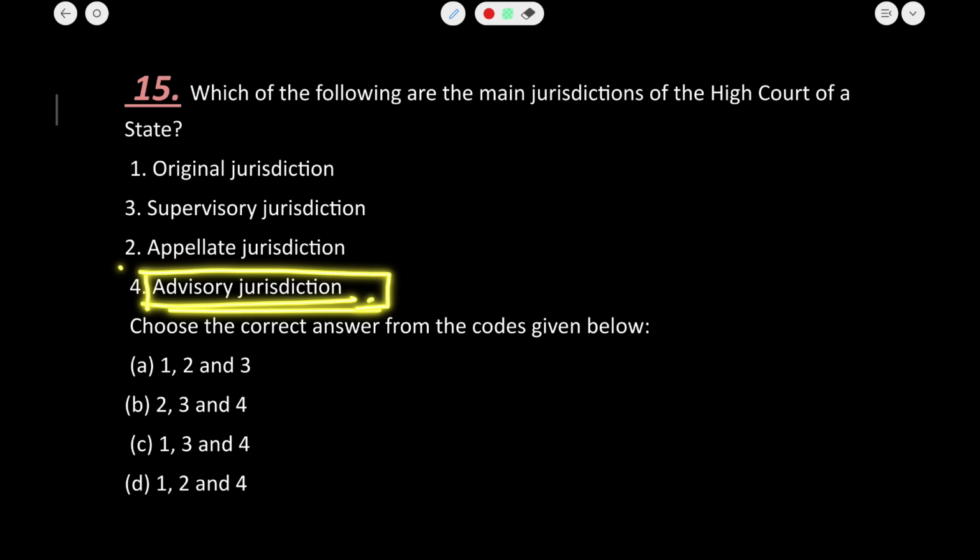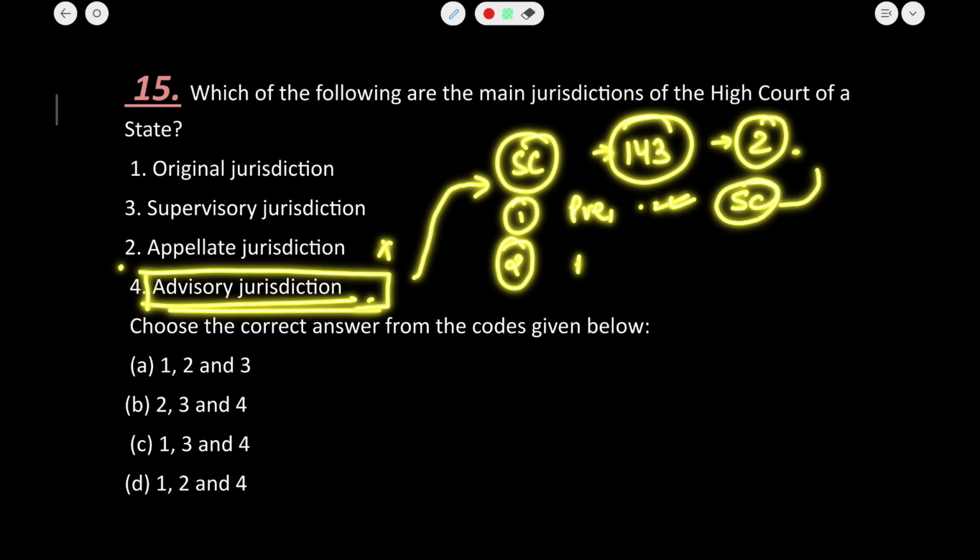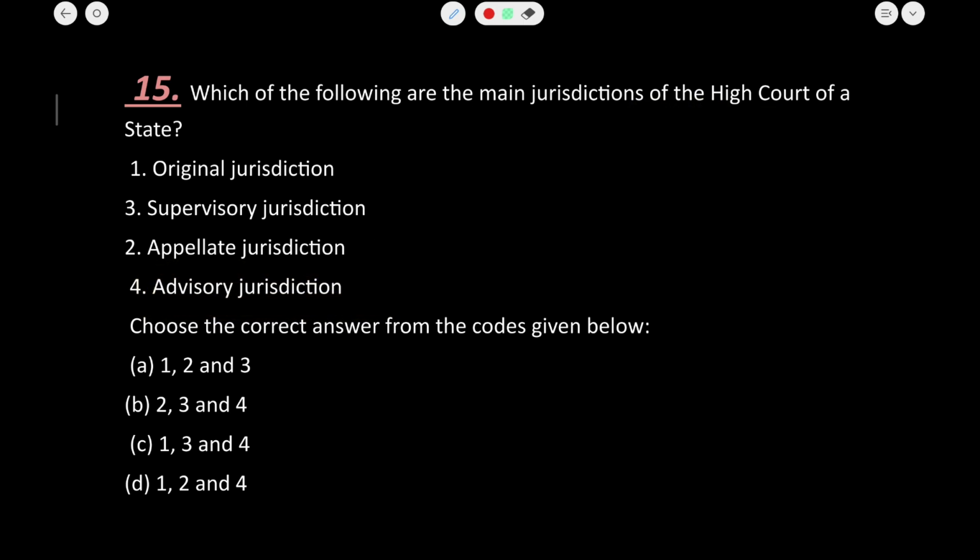Have we studied this advisory jurisdiction? No. This advisory jurisdiction lies with the Supreme Court under Article 143, where there are two cases in which the Supreme Court is tendered to give advice to the president. Now the first is on the matters of pre-constitutional treaty, agreement, convention, etc. And second is the matter of urgent public importance. So in the first case, it is obligatory for the Supreme Court to give advice to the president. Okay, so the advisory jurisdiction under Article 143 lies with the Supreme Court and not the High Court. So straight away we will eliminate this fourth and directly come to the answer, that is 1, 2 and 3.